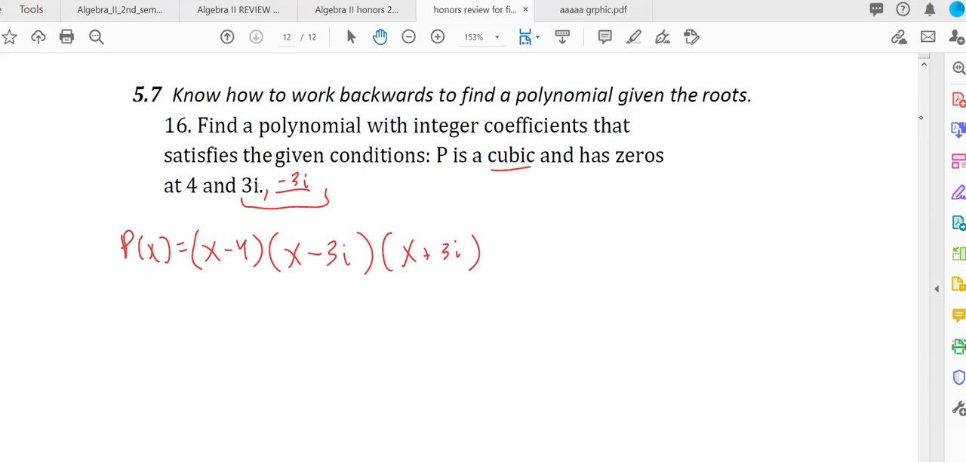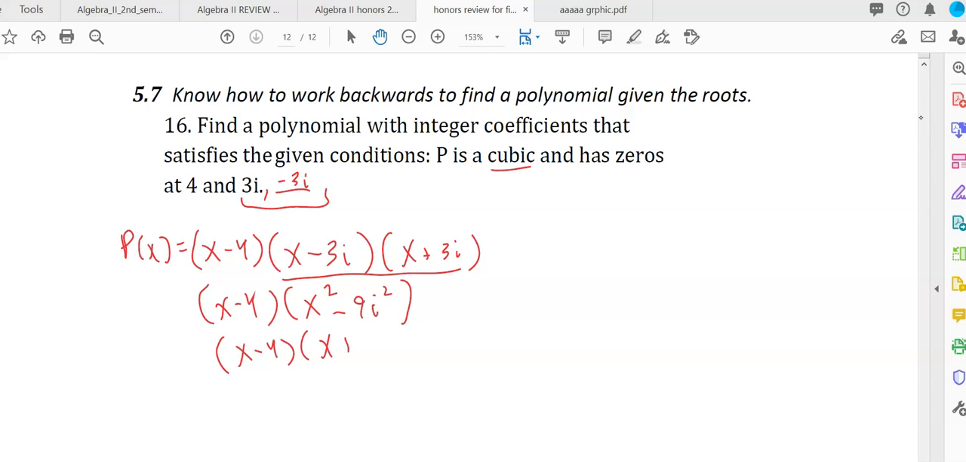I'm going to FOIL these together first. So I'm going to leave that x minus 4 for just a minute. This will be x squared minus 9i squared, which is really x squared plus 9, because i squared is negative 1. So then we get x cubed minus 4x squared plus 9x minus 36 equals p of x.